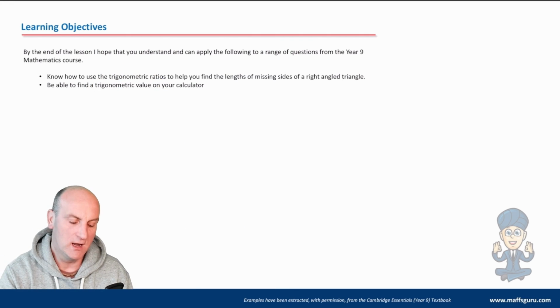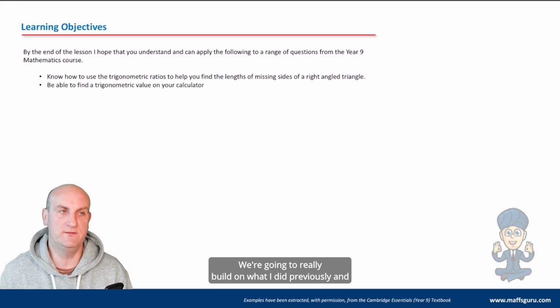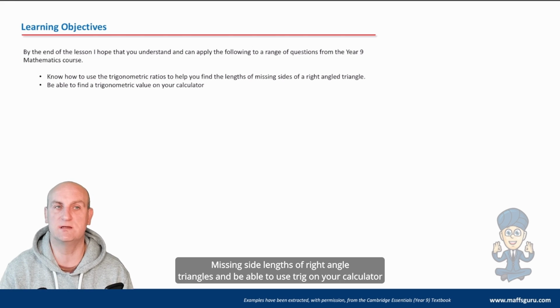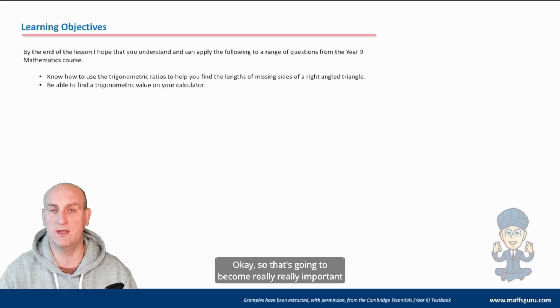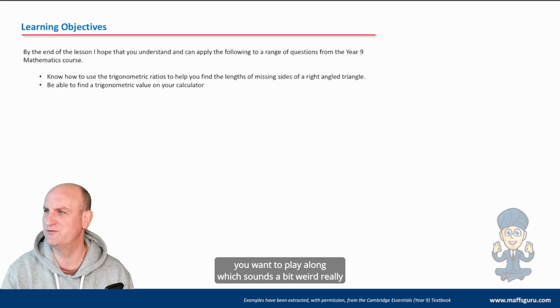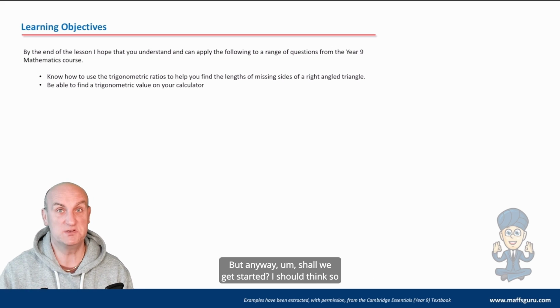Right, learning objectives. We're going to build on what I did previously, and we're now going to be able to use trig ratios to help you find missing side lengths of right angle triangles and be able to use trig on your calculator. That's going to become really important. You're going to need a calculator with you if you want to play along. Should we get started?